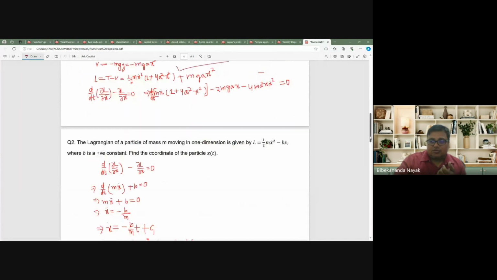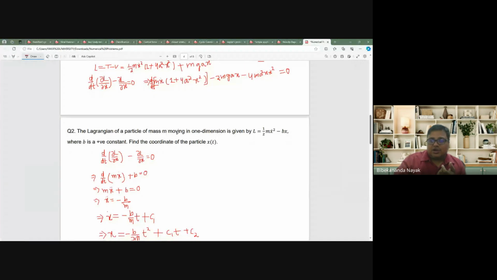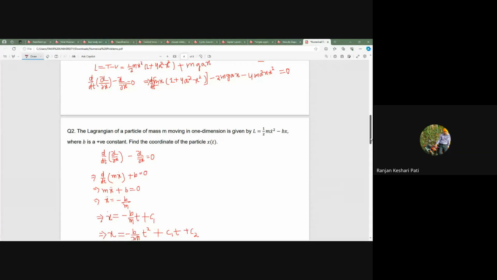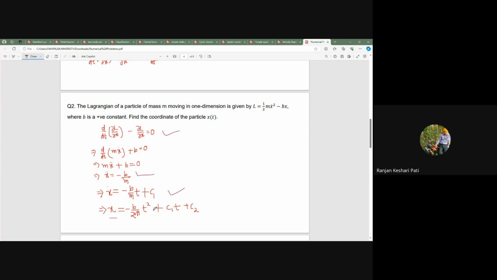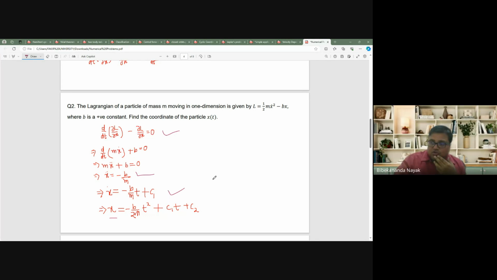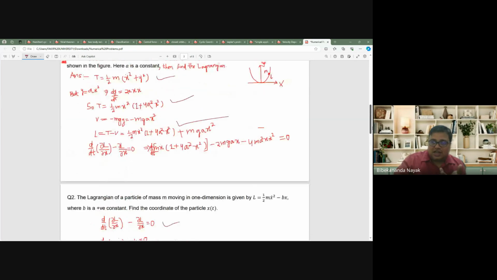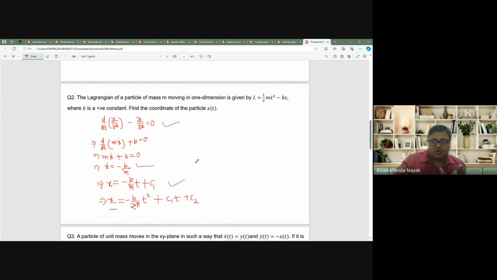Okay. Another problem: the Lagrangian of a particle is given. Find the coordinate x of the particle. How do you get this? You first write the equation of motion from this Lagrangian. Using the Lagrange equation of motion, you get this equation in x double dot. So take double integration. First integrating it, you get minus bm by d plus c1. Again integrating it, you get x. According to the question, two kinds of questions are asked: either you set the Lagrangian and equation of motion, or the Lagrangian is given and you find x.